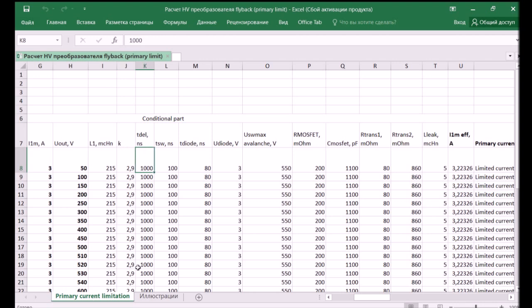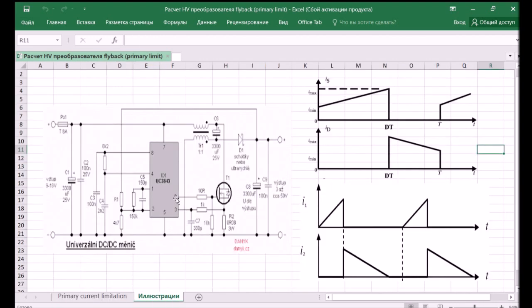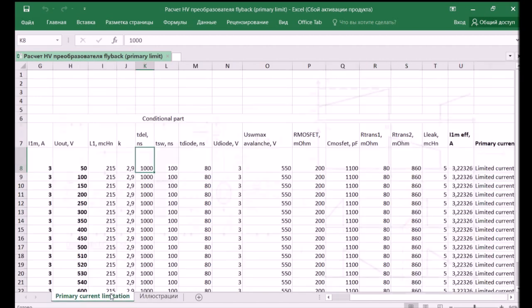Delay time, it is the time which corresponds to the delay between the voltage exceeding 1 volt on the current sense pin and the chip and the power switch being disconnected. So it's a sum of the delay time of the chip itself and the delay time of the power switch. And in my model it appeared to be about 1 microsecond.